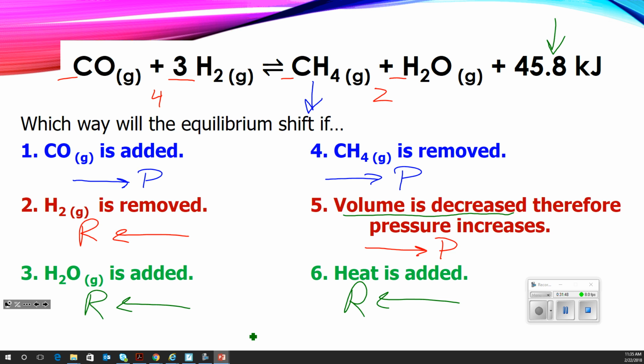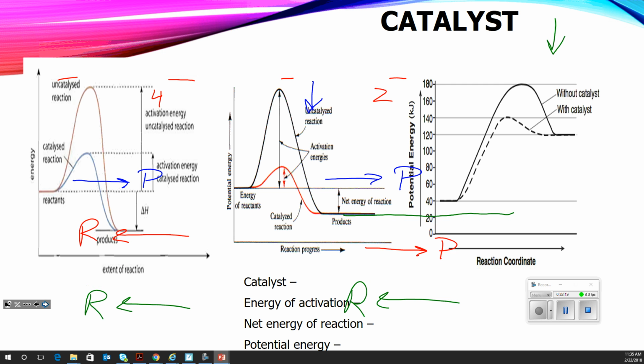Then I've got to think, okay, if I'm decreasing the volume, then the pressure is going to increase. So if the pressure increases, would it be easier to have 4 things running around in there or 2 things? 2 things. So I'm going to go to the side that has 2 things if the pressure is increased. If the volume increased and the pressure would decrease, then I would go back to the side that had more, because I have more room. Are we okay? Do we need to go over any others really quick again? Okay, we're understanding it? Great.